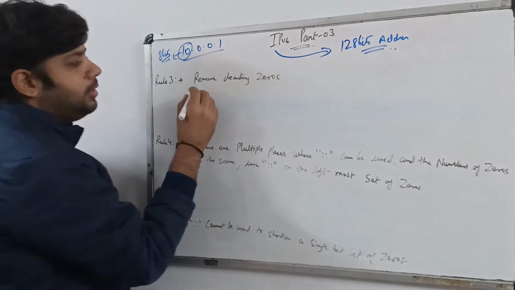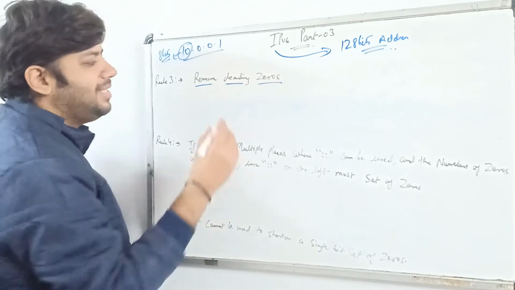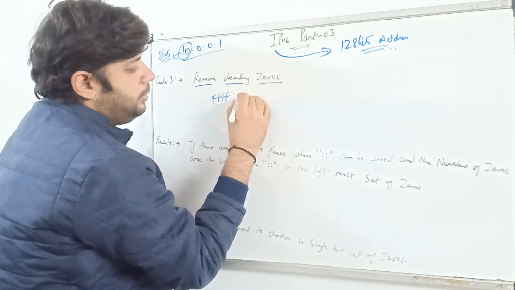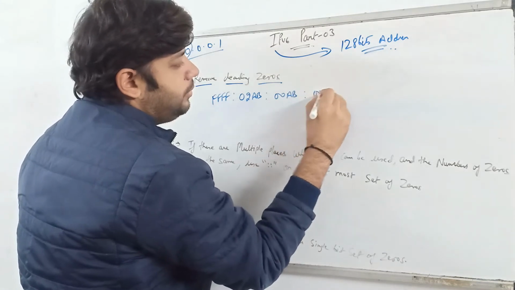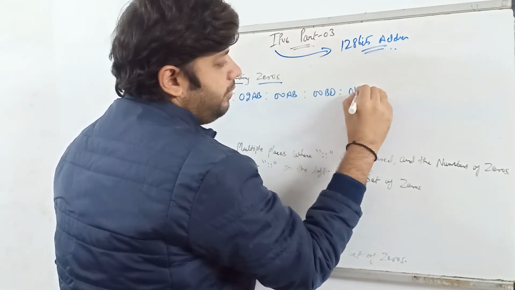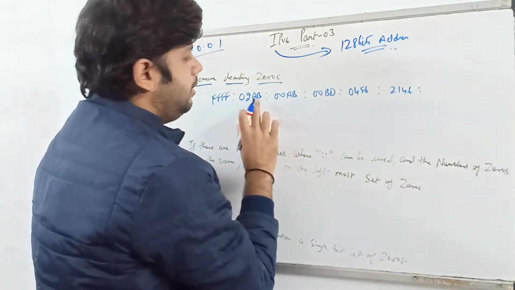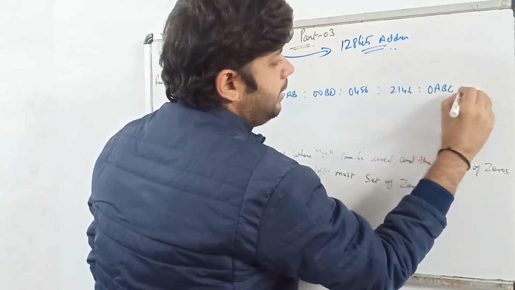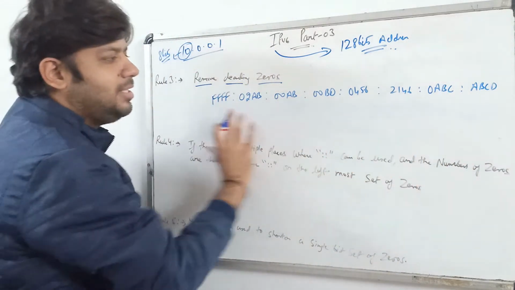Okay, now we talk about removing leading zeros. Now, what do leading zeros mean? Imagine we have f colon 0 2 a b, then we have 0 0 a b, then we have 0 0 b d, then 1 2 3 4, then we have 0 4 5 6, then we have 2 1 4 6, 6 3 and 3 6, and then imagine 0 a b c, and then a b c d. That is 1 2 3 4 5 6 7 8. Imagine this is my IPv6 address.